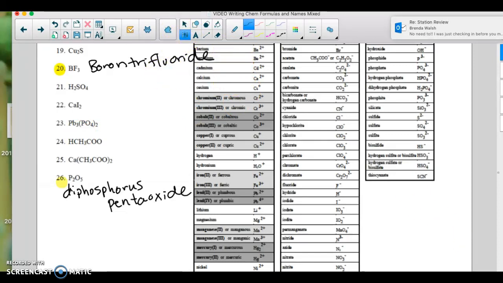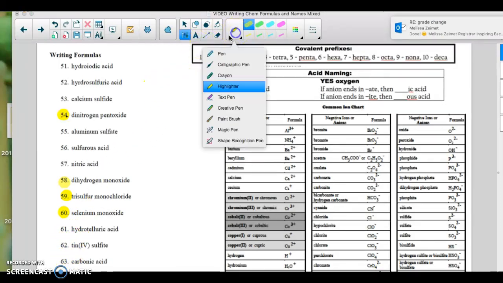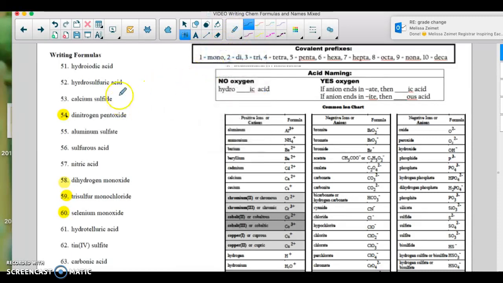So let's keep going. Now we're going to go the other direction. When we have the name of a covalent compound, they're going to have the prefixes in them. So again, let's highlight the ones that are covalent. So acid, acid, ionic, there's one. Ionic, acid, acid, there's another one. There's one. Anytime you see the prefixes, then you know that it is a covalent compound.